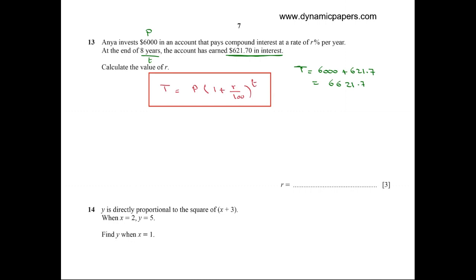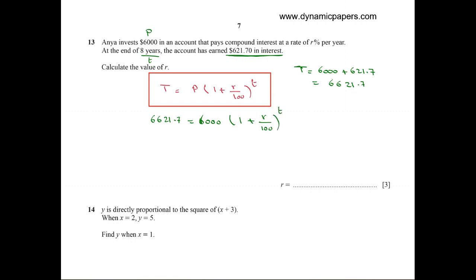The total amount after 8 years is 6,000 plus 621.7, which is 6,621.7. The total amount here is 6,621.7 and the principal is 6,000. The formula is 1 plus R over 100, all to the power T.